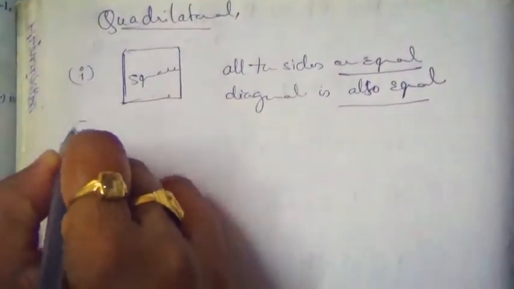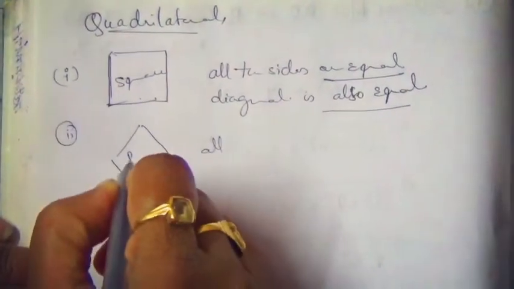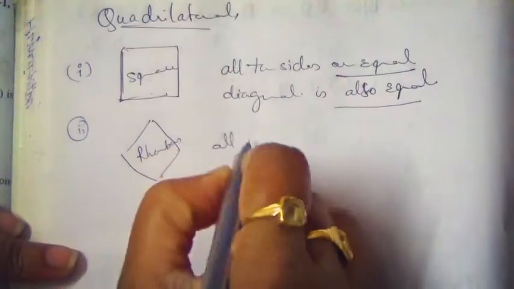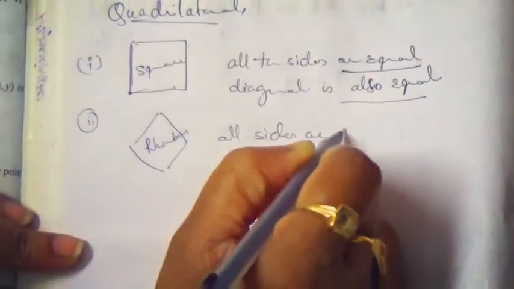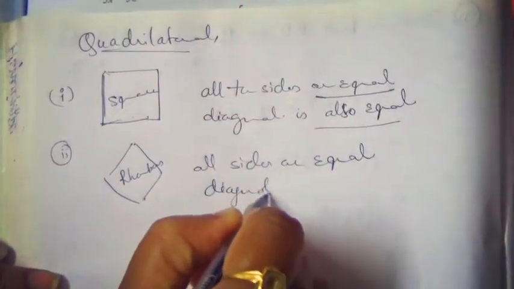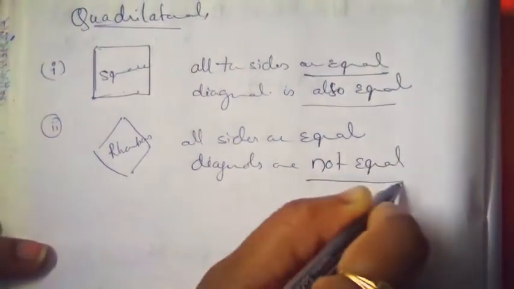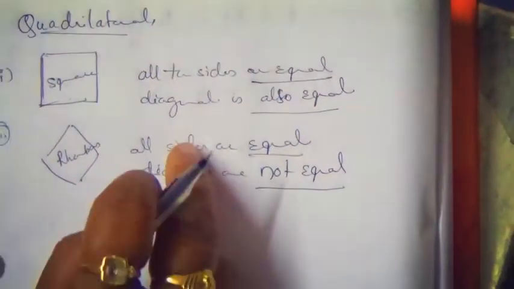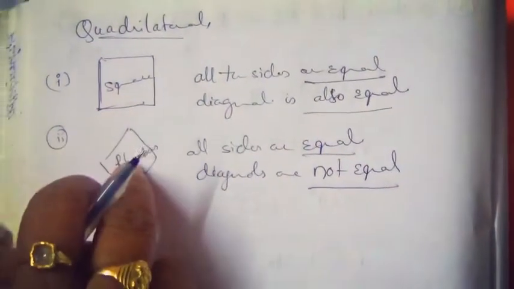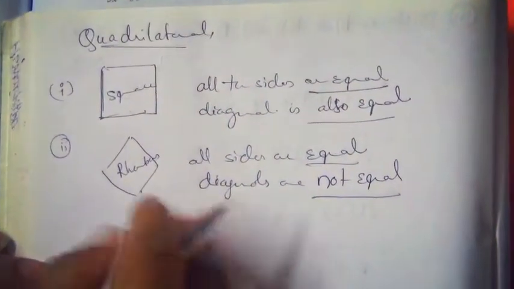For a rhombus, what is second? For a rhombus, all sides are equal, but diagonals are not equal. Okay, so all sides are equal. What is the difference between these two? Only diagonals. Here diagonals are equal, here diagonals are not equal.